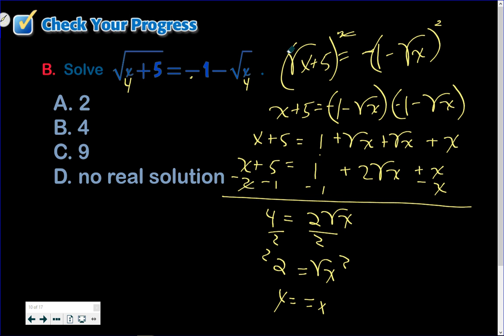4 plus 5 is 9, square root of 9 would be, okay, negative 1 in front of that. What's square root of 4? Okay, so 2 times minus 2. Does 3 equal negative 3?